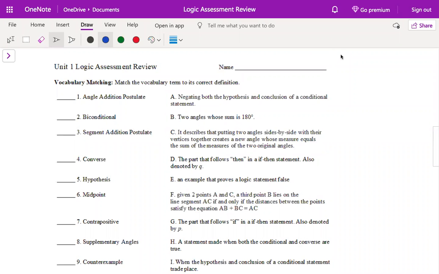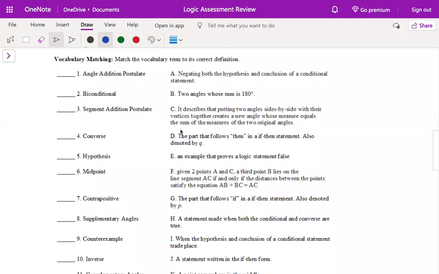We are going to go through the logic assessment review, and your assignment today will be to actually go ahead and complete this informative. So you should get lots of help and tips and tricks as we go through this. Okay, so the first section is matching vocabulary terms to their definitions. So let's just go down the list and make sure everybody's comfortable with what they all are.